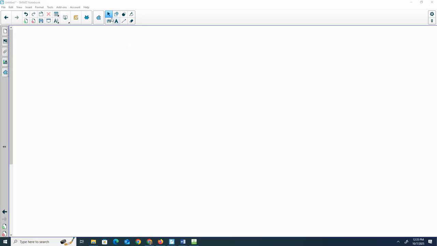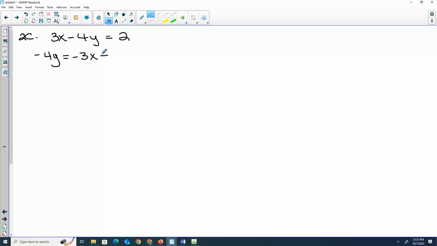if we look at C, we know it is perpendicular to 3x minus 4y equals 2. So what we have to do first is find the slope. That means you need to get it in y equals mx plus b form. So if we subtract the 3x, divide by negative 4. So what's my slope of this line?